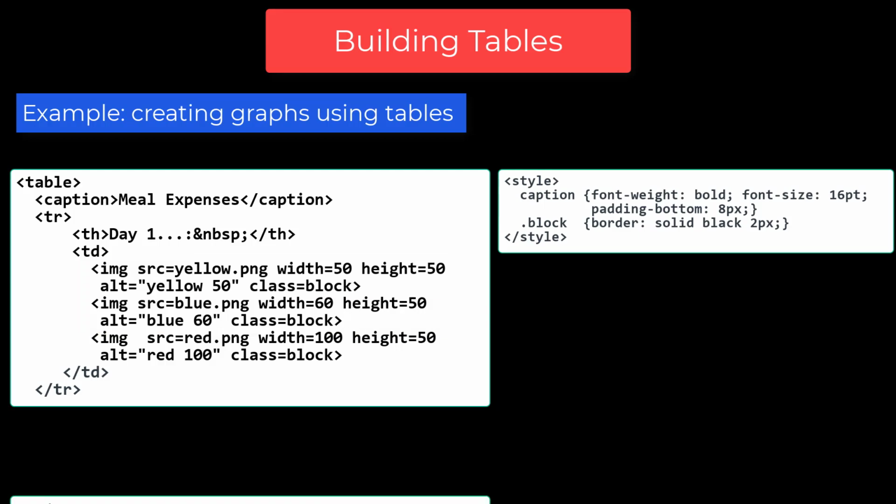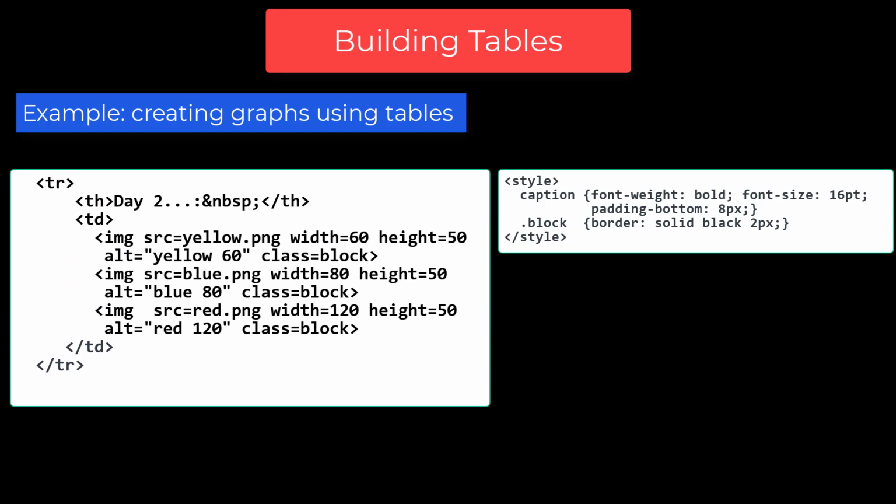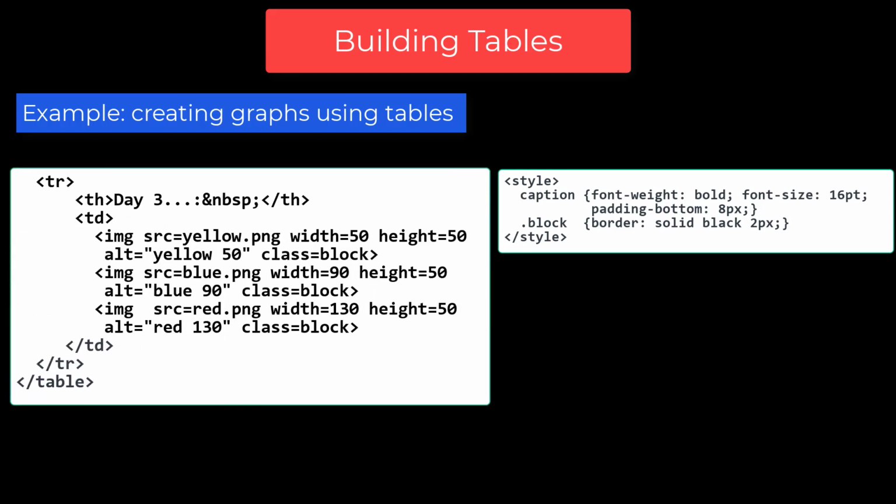The second day, similar structure, second row, day 2 for the header, and the same structure for the image elements. The only thing that's different is the values there, 60, 80, and 120. So that's our lunch values. And then for day 3, same idea. The thing that's different again is the width values, and then there's our end of table.